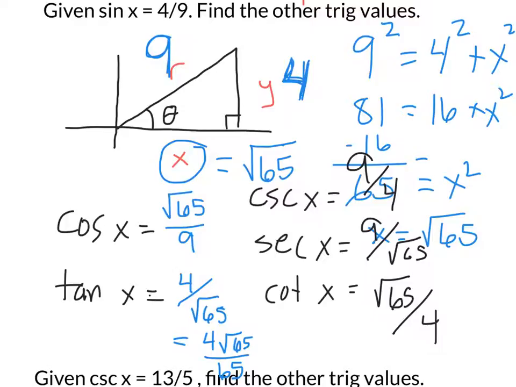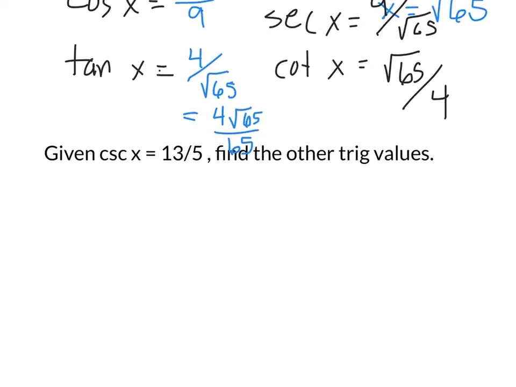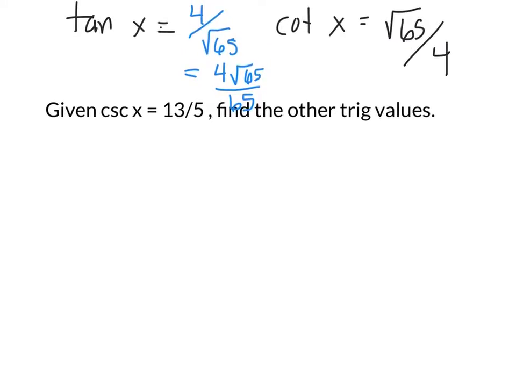Okay, so once you know the relationships, these things are pretty easy to find once you can make your triangle. And that's the first part about this, is making the triangle. So here's another example. Given the cosecant is 13 over 5, find the other trig values, and we'll do one or two. We won't do the whole entire thing.